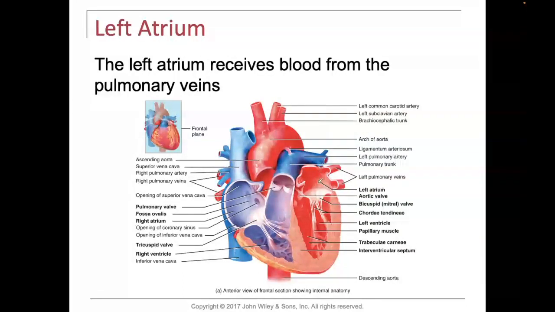Well, how's the left atrium going to receive blood? It's going to receive blood from both the left and the right pulmonary veins, oxygenated blood, because it's leaving the lungs.